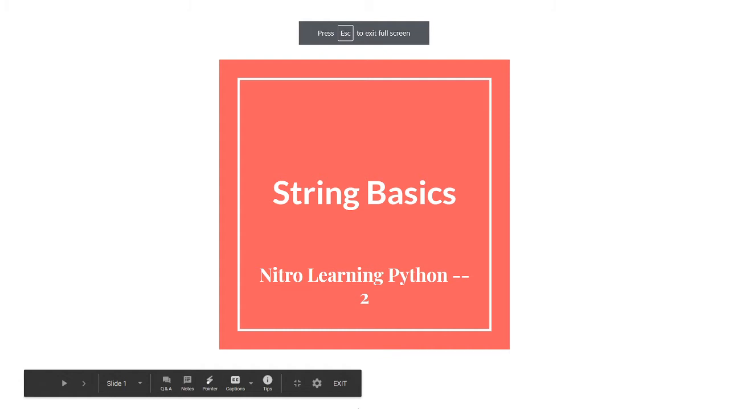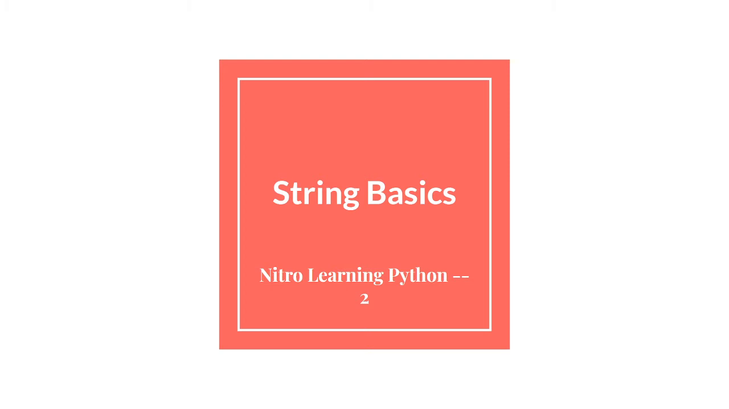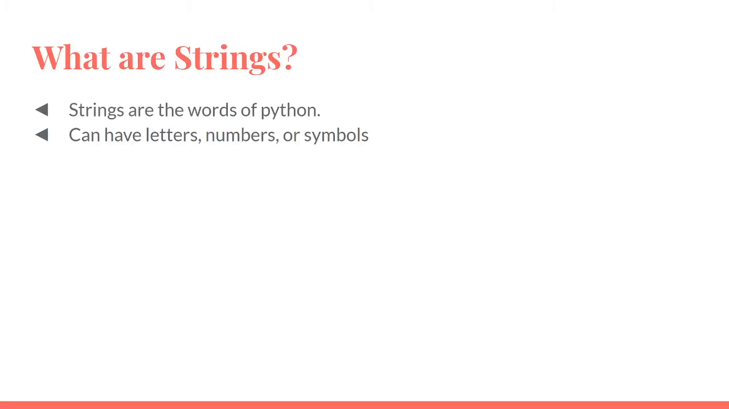So now that we've finished integers and floating points, let's move on to the basics of strings. So let's start off by asking the good old question, what are strings? Well, strings are like the words of Python. They can have letters, numbers, or symbols, and combinations of any of them.